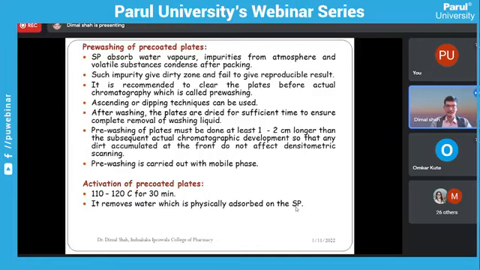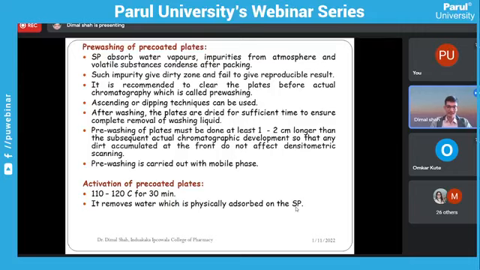Another purpose of activation of pre-coated plates is, normally we are using silica gel plates, and if it has adsorbed water, in that condition water will form a hydrogen bond with the silanol group. So the silanol group will not be available for reacting with your compound. So it is necessary to remove this water vapor, and that is being done by activation.